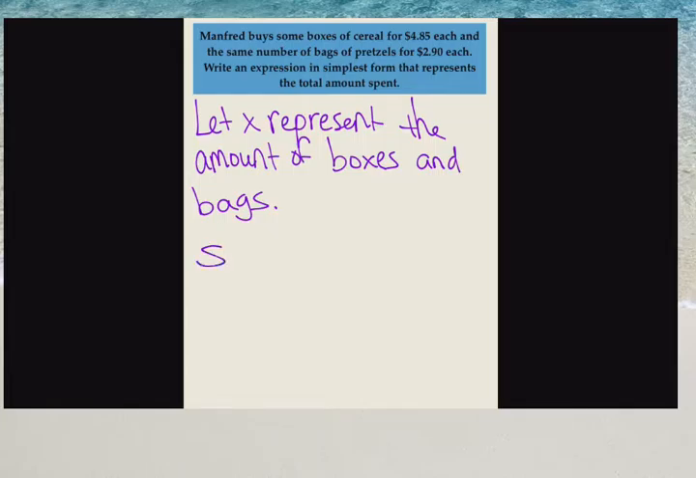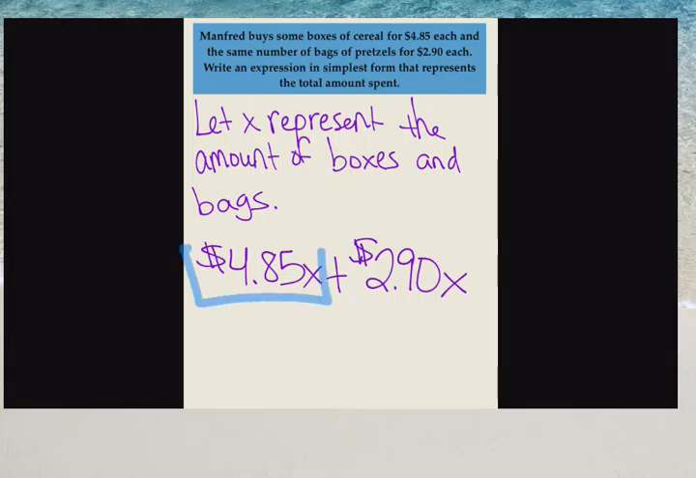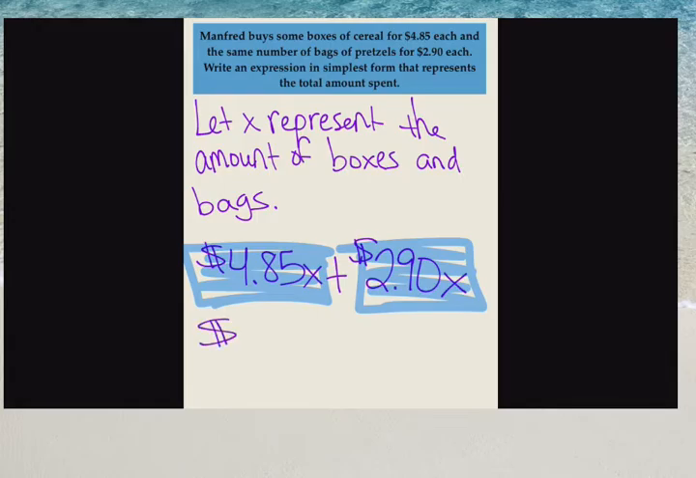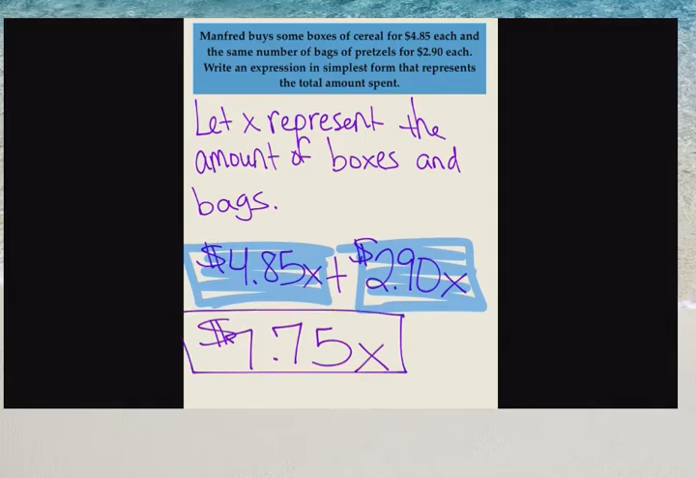Cereal boxes are $4.85 each, and we're going to multiply that times X because we don't know how many he bought, plus, okay, bags of pretzels are $2.90 each, and again, times X, we don't know how many he bought. Okay, so to simplify this color code, we've got our X's and we've got our X's. So we're going to go ahead and add those values together. So we've got $7.75 X. Okay, and that's our expression simplified.